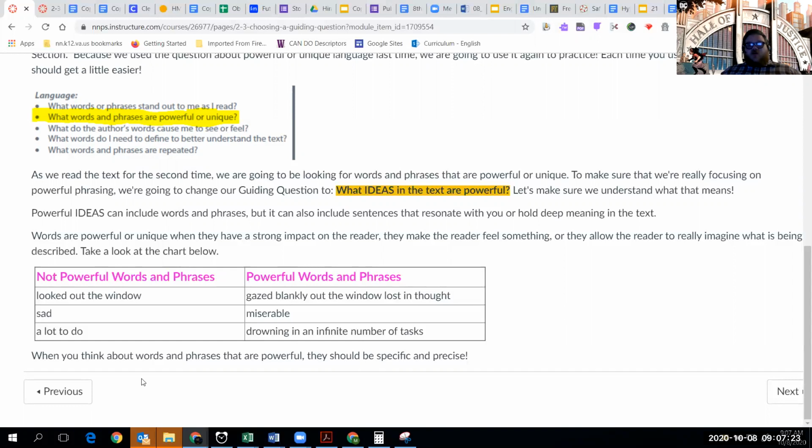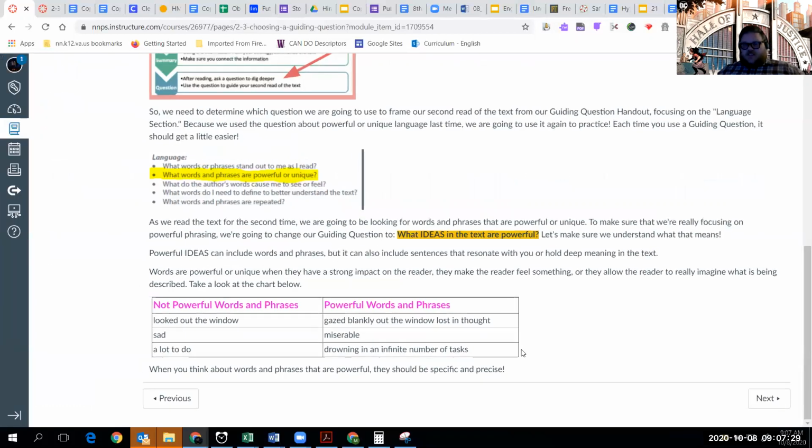When you think about the words and phrases that are powerful, they should be specific and precise. Specific, like drowning in an infinite number of tasks, or precise, they were looking out the window, lost in thought. That conveys a very particular message.